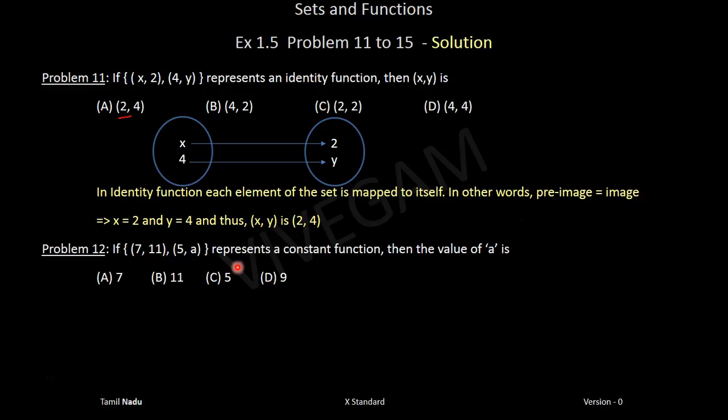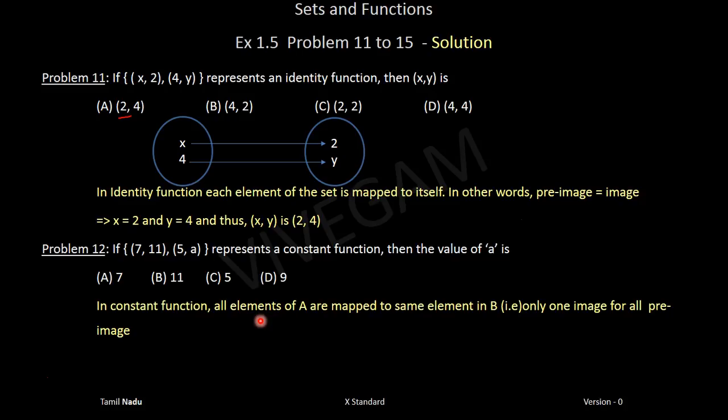In a constant function, all elements of A, the first set, are mapped to the same element in B, that is the second set. There is only one image for all pre-images. So if you look at this, 7 is mapped to 11 and 5 is mapped to a, but it's a constant function. So there will be only one element, right? Already we have 11. So 11 must be equal to a, or a must be equal to 11. Therefore, the value of a is 11. Okay, I hope it's clear.